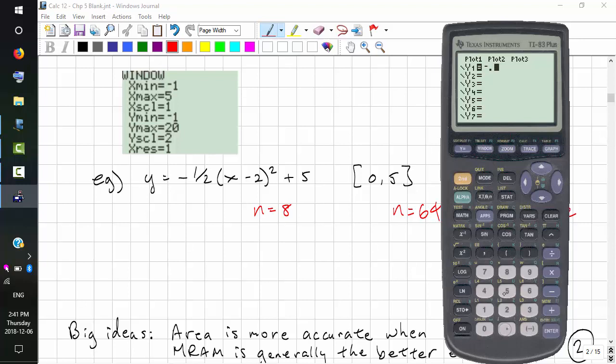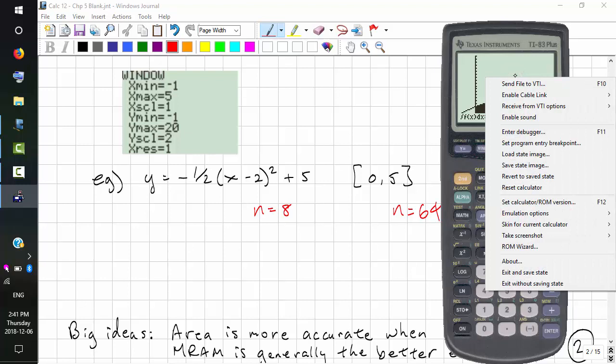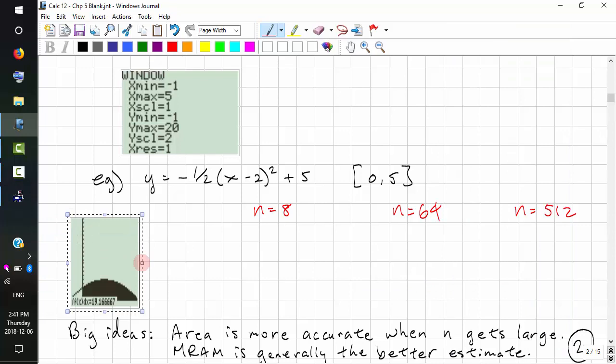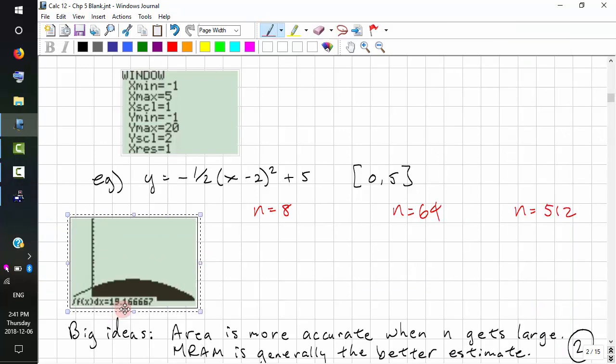So negative 0.5 times x minus 2 squared plus 5. And we're going to graph that. And we're going to find out the exact value first. So second calc, 7, and we're going from 0 to 5. Okay, so the answer is 19 1/6.